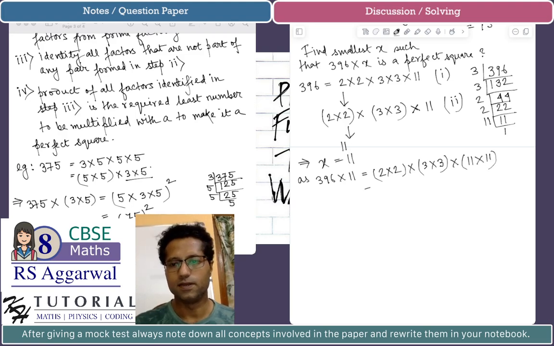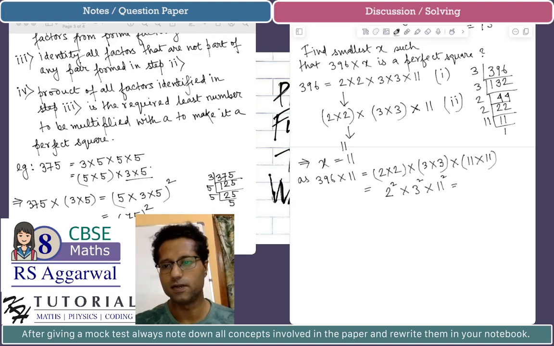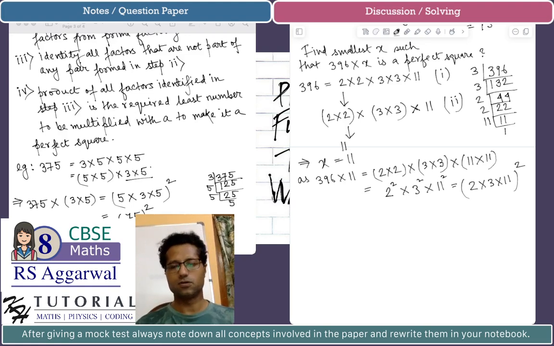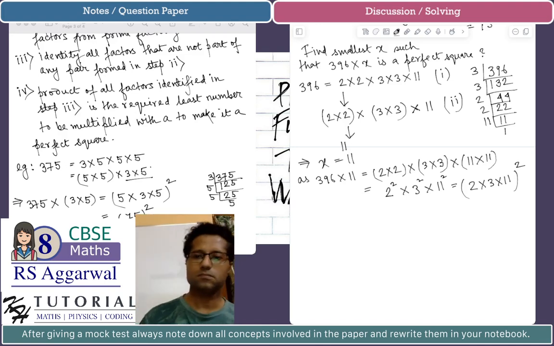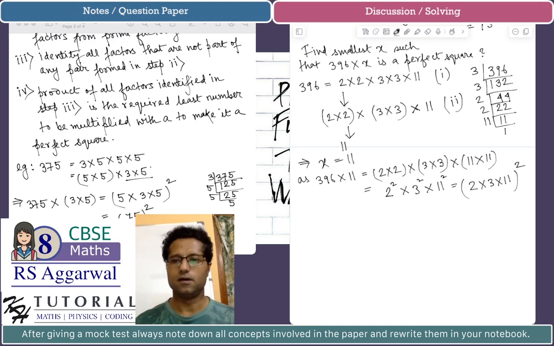We will have this. So now we can clearly say that this is equal to 2 square multiplied by 3 square multiplied by 11 square, and from the laws of exponents you know that this will be 2 into 3 into 11 whole square. So clearly the number 396 multiplied by 11 will be definitely a perfect square. Okay, so this is one.